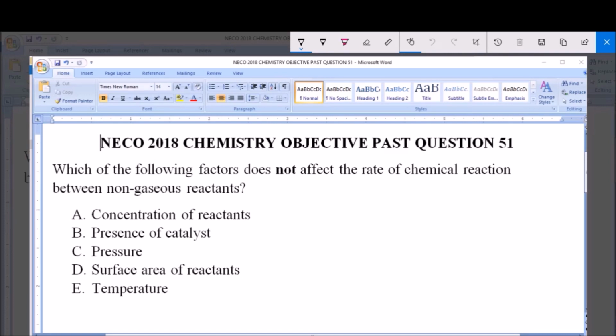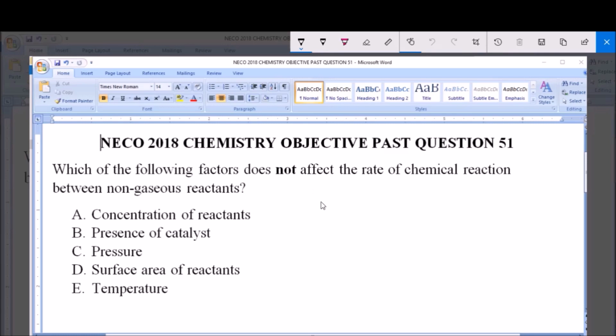I will be answering NECO 2018 Chemistry Objective Past Question 51. Which of the following factors does not affect the rate of chemical reaction between non-gaseous reactants? A. Concentration of reactants, B. Presence of catalyst, C. Pressure, D. Surface area of reactants, and E. Temperature.